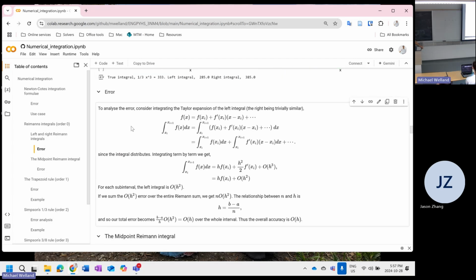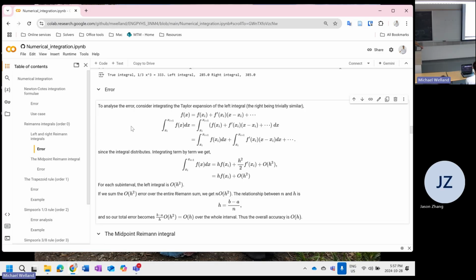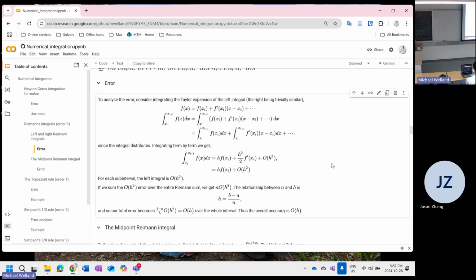I'm going to skip over a lot of the derivation of the error. I'm just going to hit the high points here, and if anybody has questions about the actual details, then we can come back to it. All of the error works in the same way. This is the template. You take your Taylor expansion, you integrate over one of your subdomains, and integration is distributive. So when you integrate over your function, you're just integrating over the different parts of your Taylor series, which is super useful.